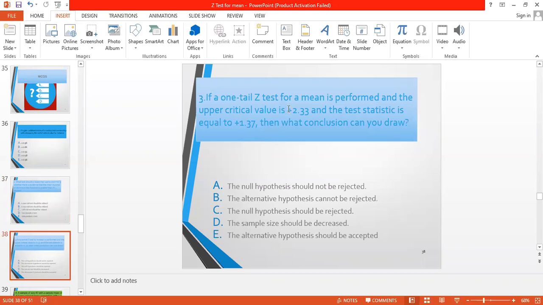If a one-tail z-test for a mean is performed and the upper critical value which we set is plus 2.33, and the test statistic is equal to plus 1.37, then what conclusion can you draw from this statement? The null hypothesis should not be rejected. The alternate hypothesis cannot be rejected. The null hypothesis should be rejected. The sample size should be decreased. The alternative hypothesis should be accepted.